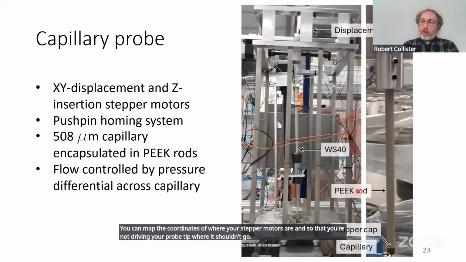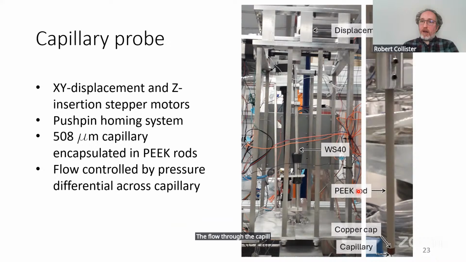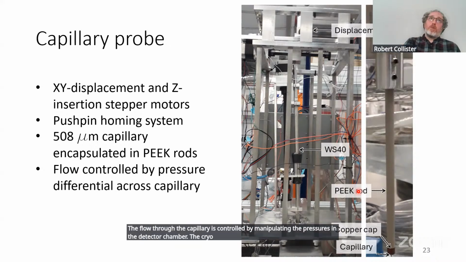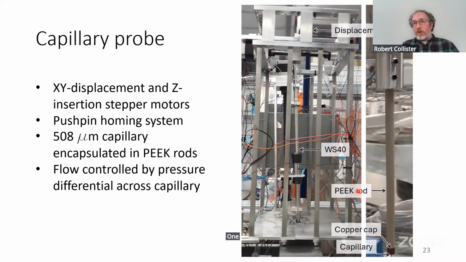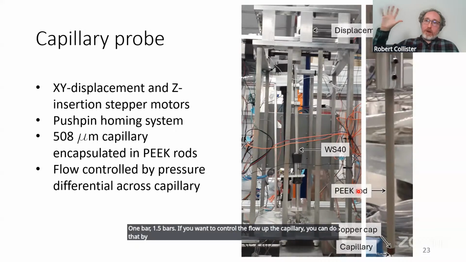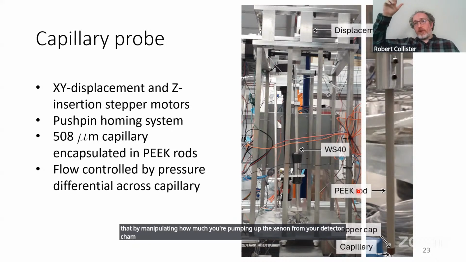The flow through the capillary is controlled by manipulating the pressures in the detector chamber. The cryostat operates at 1 bar, 1.5 bars, and so if you want to control the flow up the capillary, you can do that by manipulating how much you're pumping up the xenon from your detector chamber. And by maintaining that pressure differential at the same, then you can control the flow.